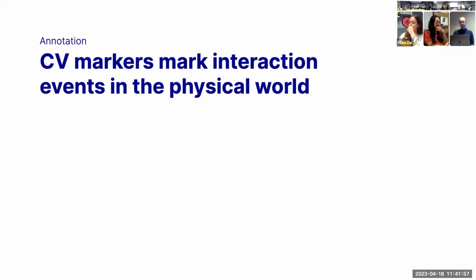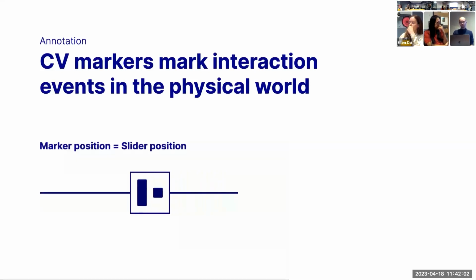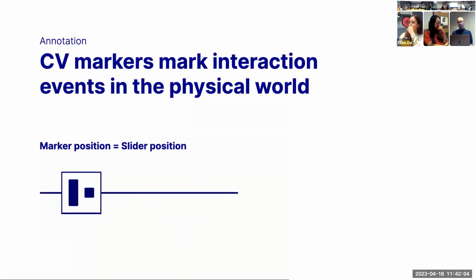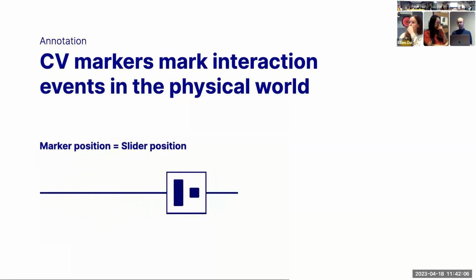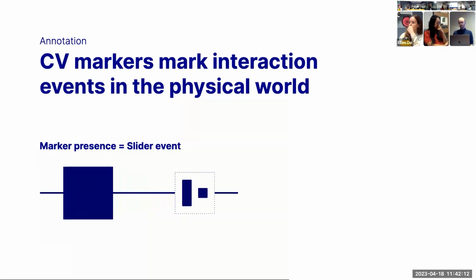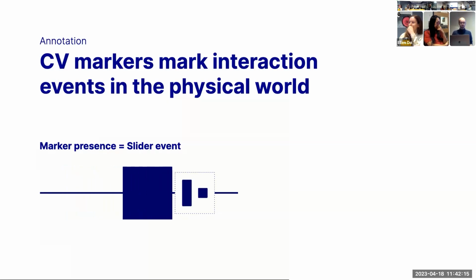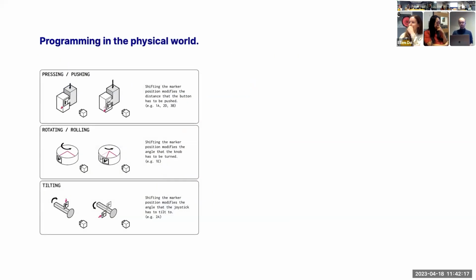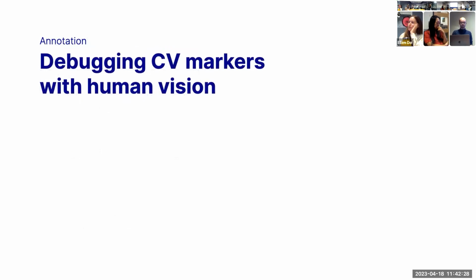Our second reflection was on how CV markers mark interaction events in the physical world. For example, a marker can continuously report on the position of a slider by checking the marker's position in the detection feed. They can also be used to mark an event in the physical space, placing markers along a track, which get revealed through interaction. We view this use of markers as a kind of programming in the physical world. Instead of a series of if statements in code, you can place a marker where you want the event to occur and then respond to the marker's presence.